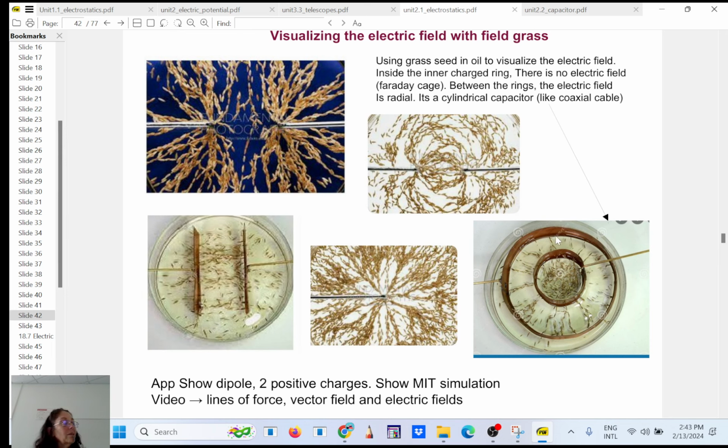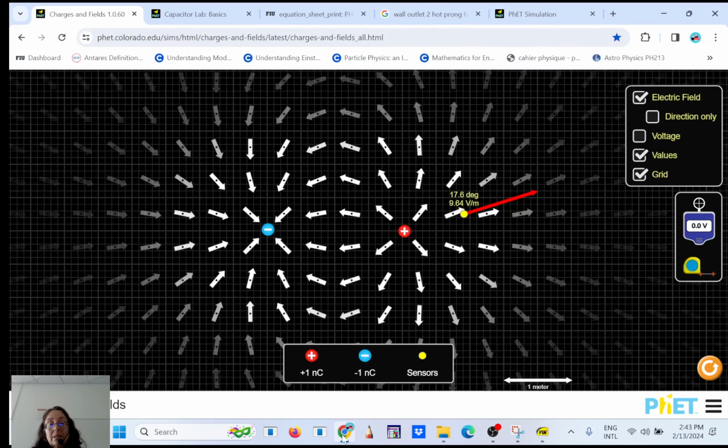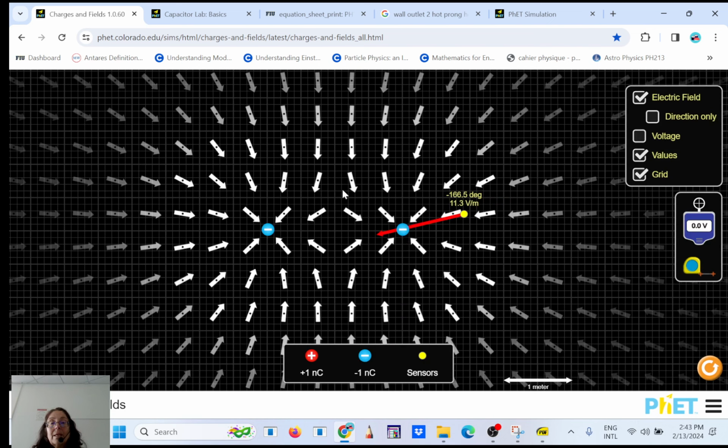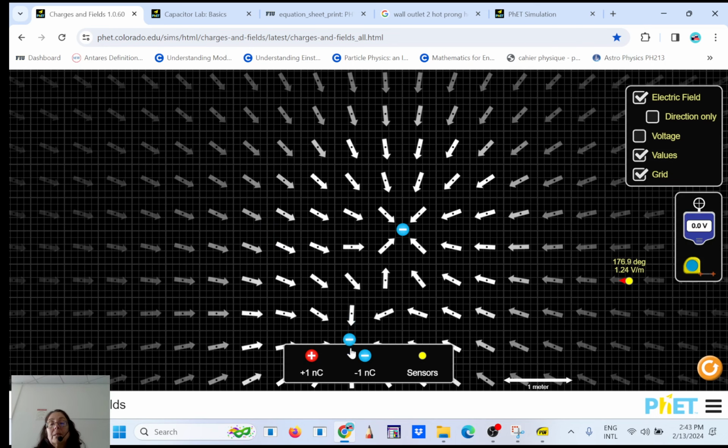So do you think the electric field is pushing each other or attracting each other? Okay, let's see. If I take two charges that are the same, do you see how they repel each other? Do you see how they don't want to be close to each other? Let's do it with two plus charges. That's going to be easier.